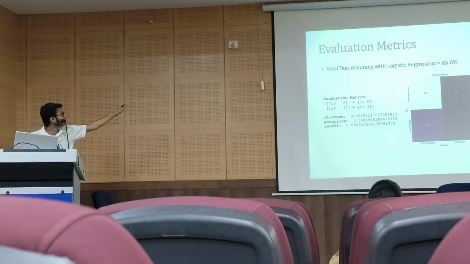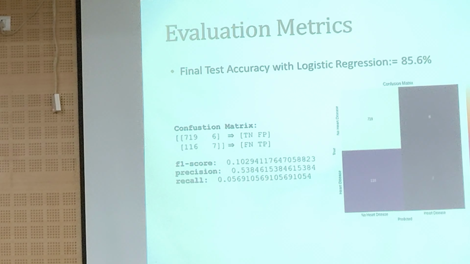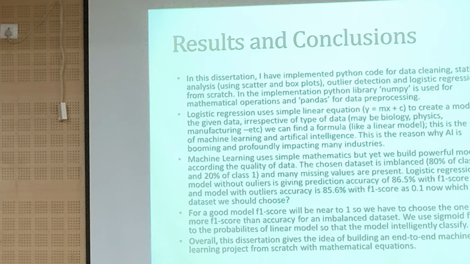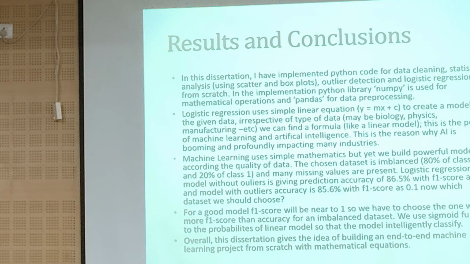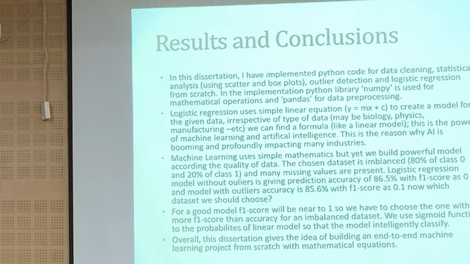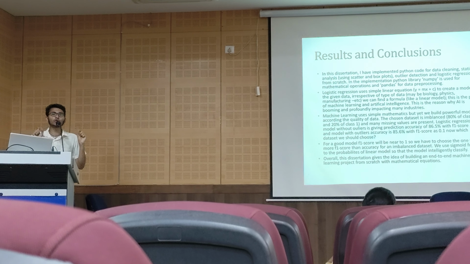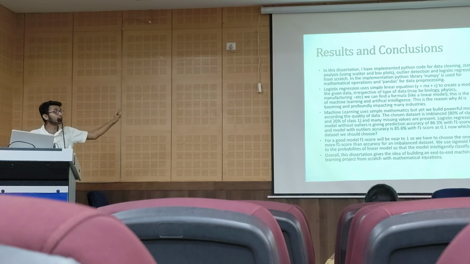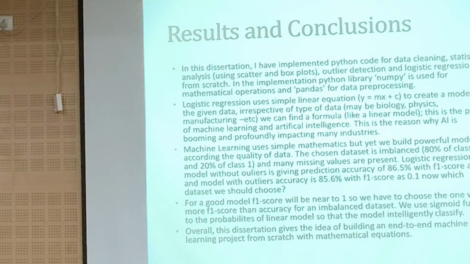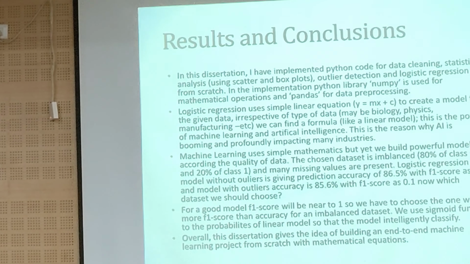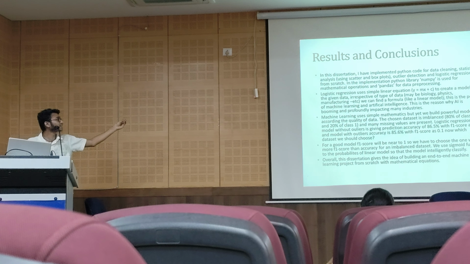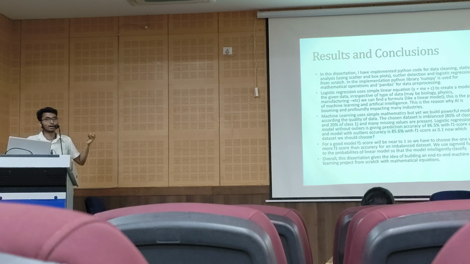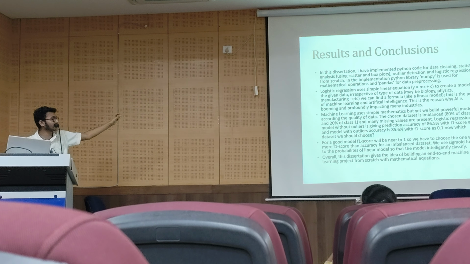And this is the evaluation matrix, the confusion matrix. From that you will get the F1 score and recall. And the conclusion is this. We used a simple logistic regression, meaning a simple model, y equals mx plus c. Using that, we are able to find a model which can detect heart disease. The mathematics is simple, but the application of the mathematics is very important in the real world right now.